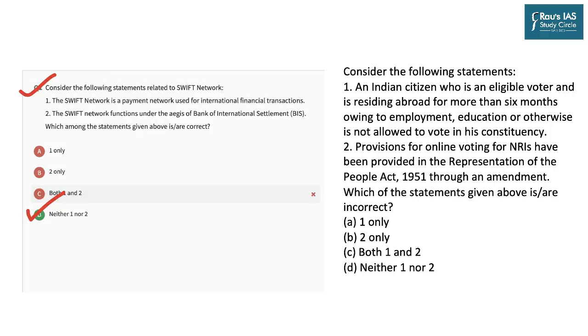Statement 1: An Indian citizen who is an eligible voter and is residing abroad for more than 6 months owing to employment, education or otherwise is not allowed to vote in his constituency. Statement 2: Provisions for online voting for NRIs have been provided in the Representation of the People's Act 1951 through an amendment. Which one of the statements given above is incorrect? A. 1 only, B. 2 only, C. both 1 and 2, and D. neither 1 nor 2.